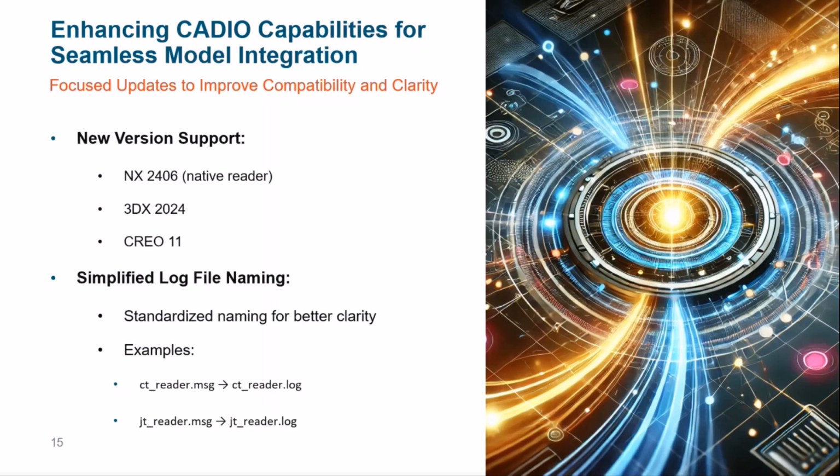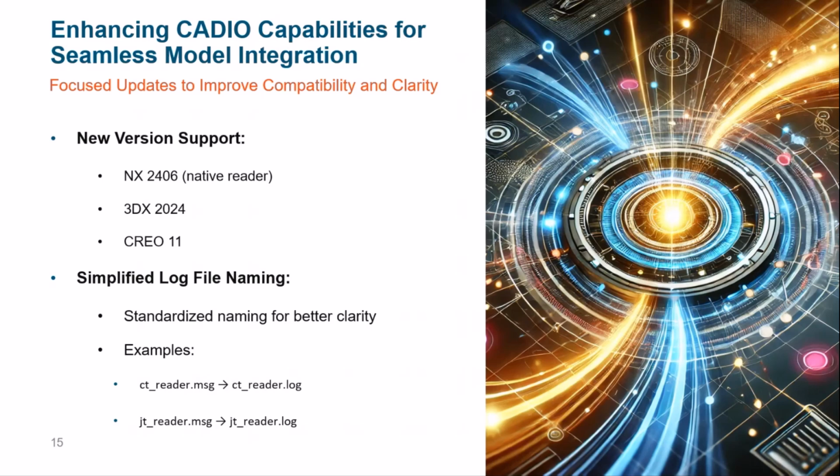Another big change that we have done is the way log files are named and written. Until now, the log files were written like ct_reader.msg, jt_reader.msg, nx_reader.msg. The .msg actually confused a lot of customers, thinking that those are Outlook related files, or files that they shouldn't be looking at, because Windows will automatically associate them with Outlook. So looking at that, we have changed the extension to .log. The first part of the reader remains the same, ct_reader or jt_reader. The last part, .msg, gets replaced with .log.